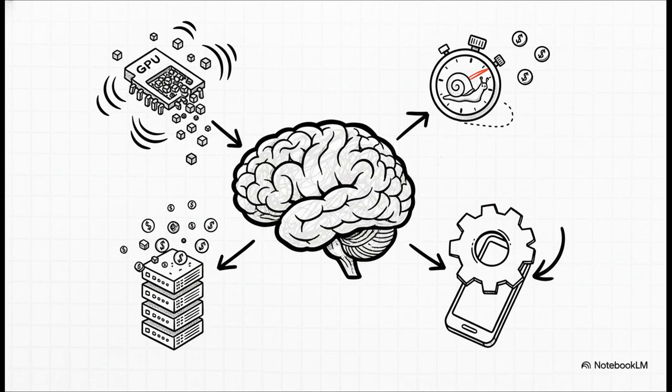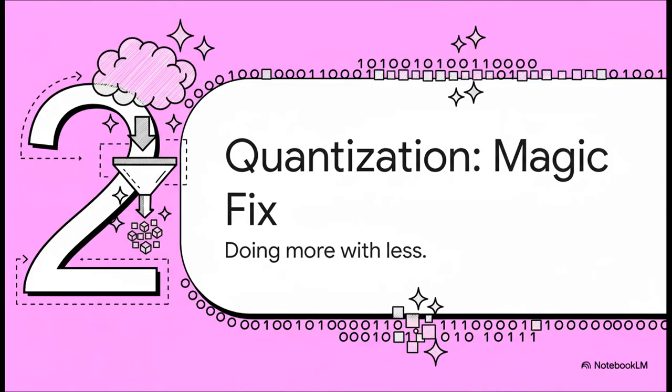The challenge here really breaks down into 4 big headaches. First, these things gobble up huge amounts of super expensive GPU memory. Second, they can be slow to give you an answer. We call that high latency, and that just kills the user experience. Third, every single time you ask it a question, it costs you money. And finally, you want to run one on your phone or laptop? Without optimization, you can pretty much forget about it. So how in the world do we fix this?